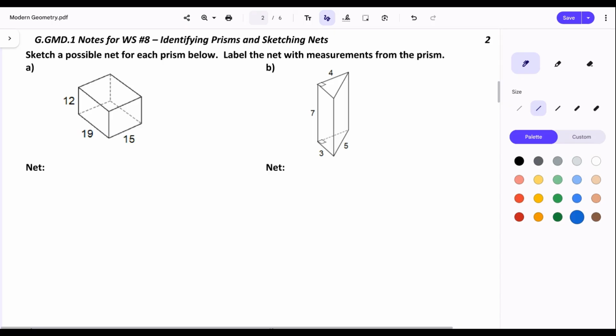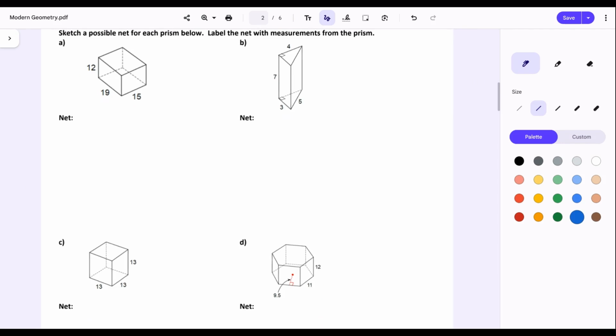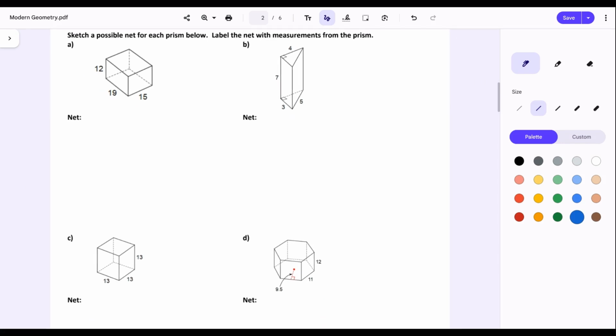Now, you had examples on the previous page to kind of help you with this. So we're going to do these here. We've got a rectangular prism for A. What would you guys call shapes for B? Triangular prism. What would you guys call C?